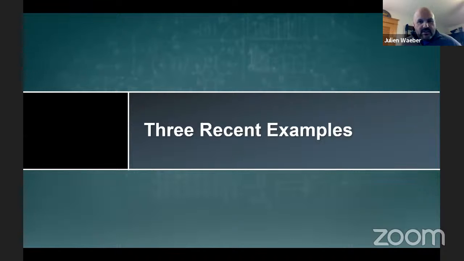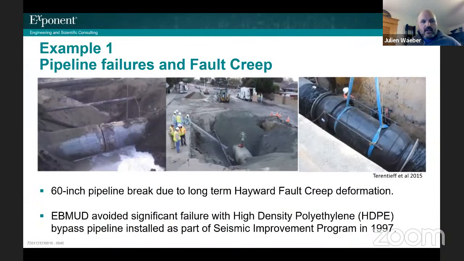With that, I'm going to move to a few examples, and I'll start again with pipeline failures and fault creep. And this is a great example of a 60-inch pipeline break due to long-term fault creep along the Hayward Fault. And this failure occurred in 2011, and again was in a zone that was well understood to be moving, but the rates weren't fully understood, and ultimately failure did occur of the concrete 60-inch line that was installed.